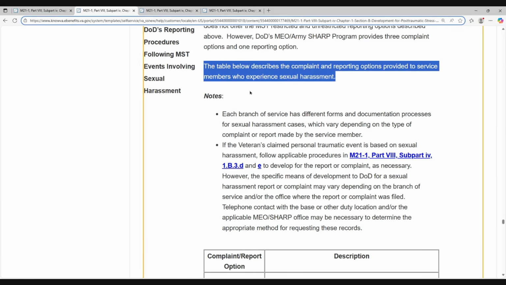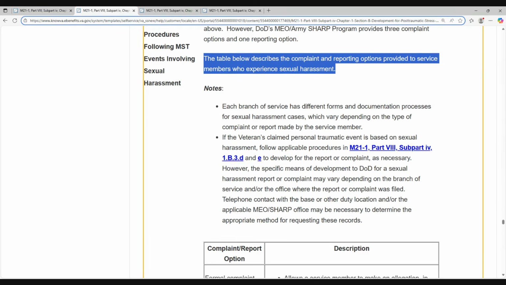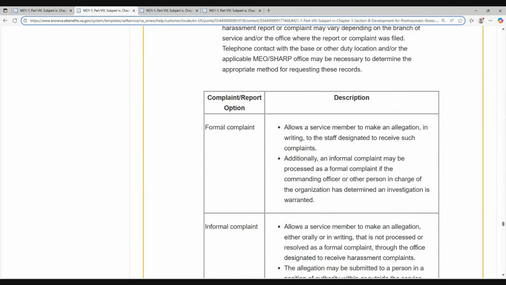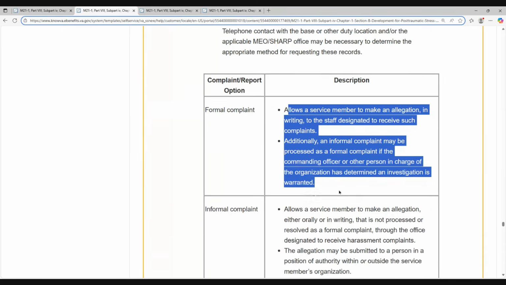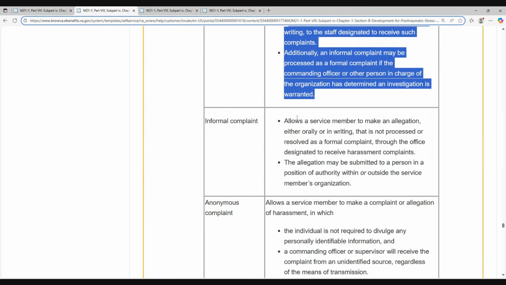So this right here is basically for the VSR to run back through to see, hey, was there a formal complaint? This is how it would turn out. To help the VSR understand where the information might be, how the military might have responded at that time.